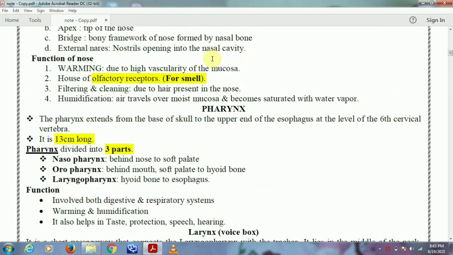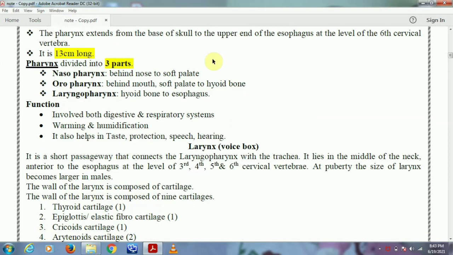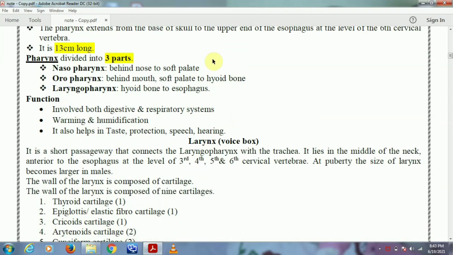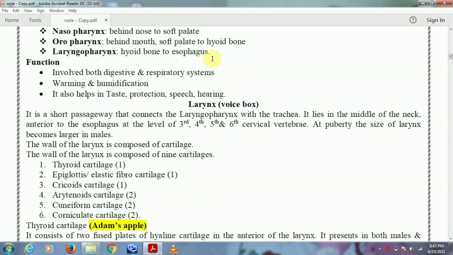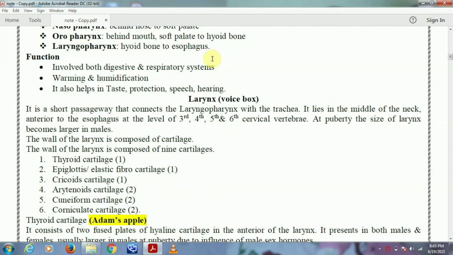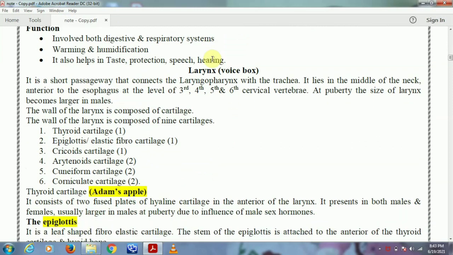And the pharynx is 13 centimeter long. It extends from the base of the skull to the 6th cervical vertebra, and it is divided into 3 parts: nasopharynx, oropharynx, laryngopharynx. And the larynx is also called the voice box. Different 9 cartilages are present: thyroid cartilage, epiglottis, cricoid, arytenoid.